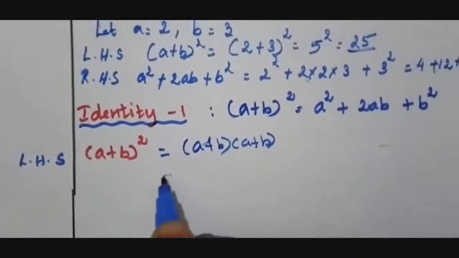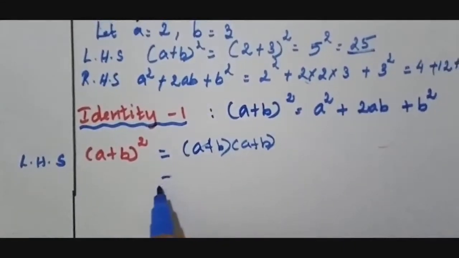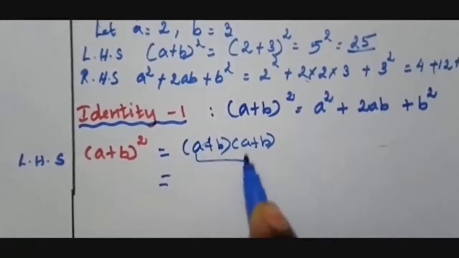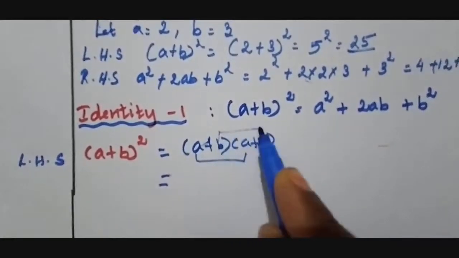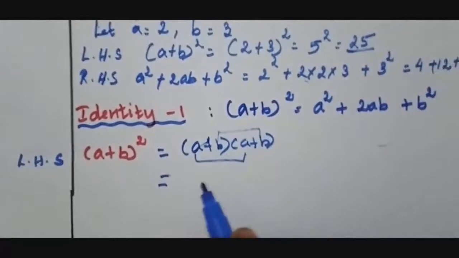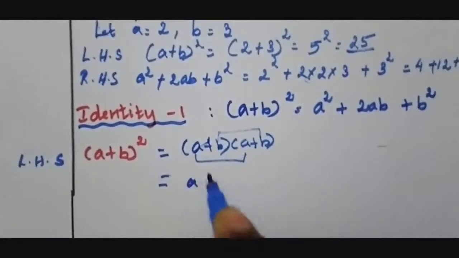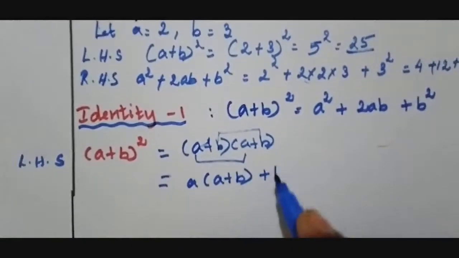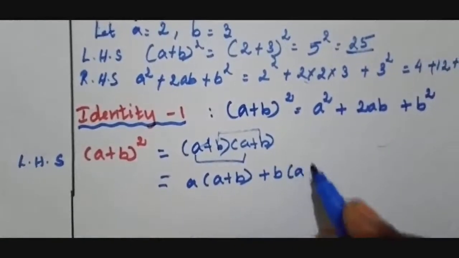So this is multiplication of two compound expressions, which you already learnt. So with this a you multiply the second expression. Similarly with this b you should multiply this second expression. A into the second expression a plus b, b into the second expression a plus b.